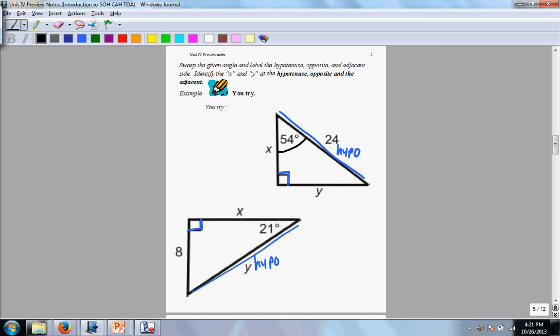Now in this diagram, we sweep the 54. The side that's opposite the 54 is going to be your opposite side. And the side that's next to the 54 is going to be your adjacent side. Down here, we're working with 21, so we sweep the 21. And you go across, that's going to be your opposite side, and you go next to, and that is your adjacent side. If you need to, go back and review this, because you can't really move forward in this lesson until you're able to do this very accurately and consistently.